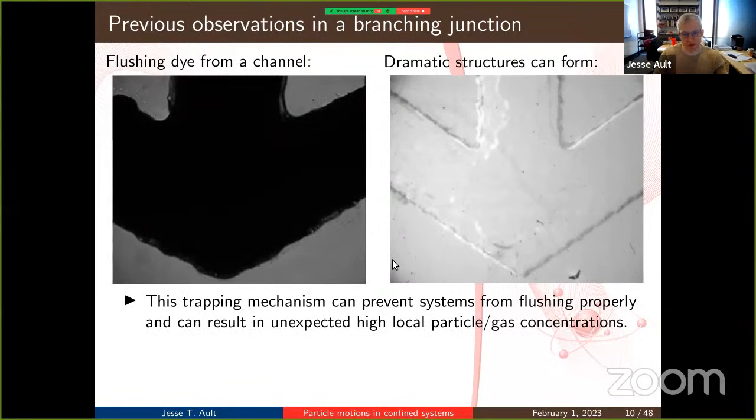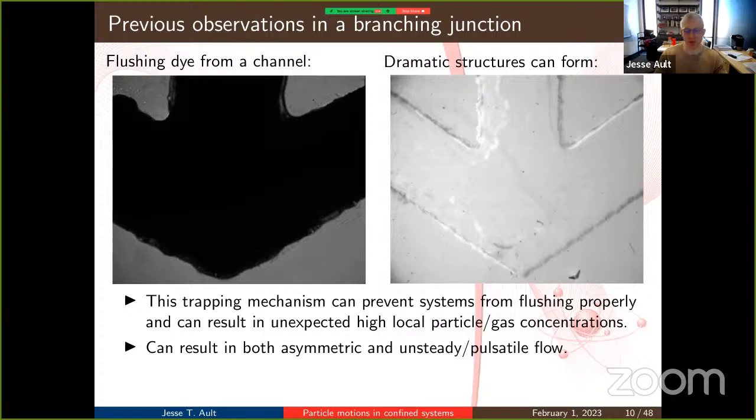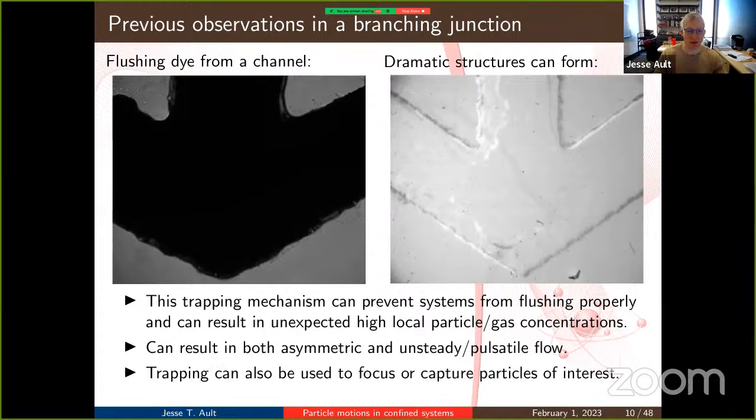So this can, like I said, prevent systems from flushing properly. It changes the time scale that you would expect for cleaning a system. It can also result in high local particle or gas concentrations, and it can result in asymmetric or unsteady pulsatile flow. And you can use this as a method to capture particles of interest.